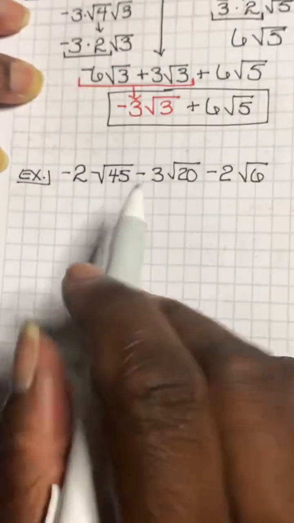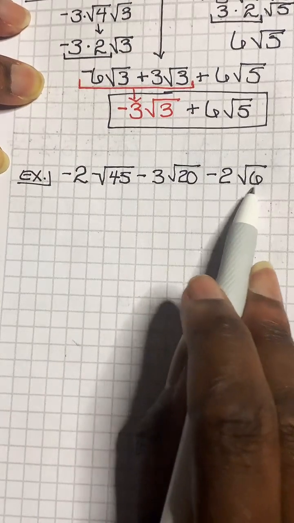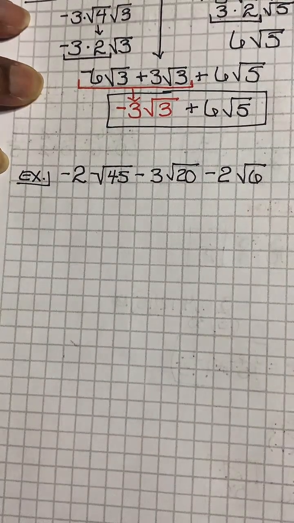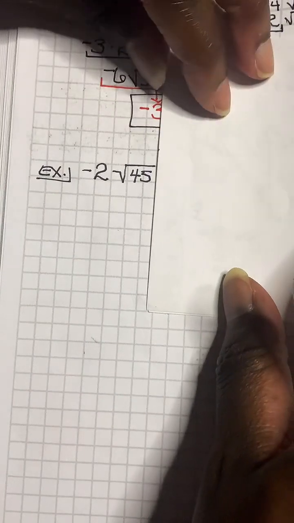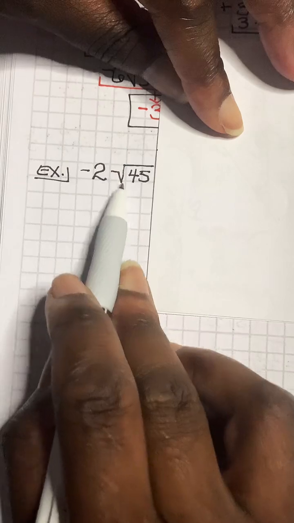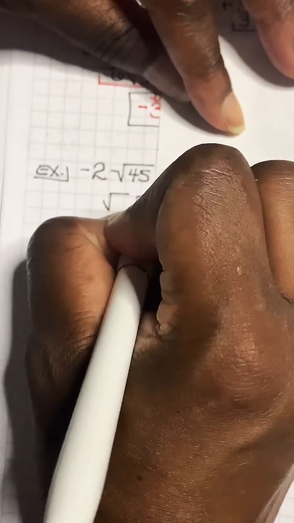So we have to break down these radicals. Right now, this square root of 6 is telling me something. Okay? So let's look at it not as a whole thing. Let's take it piece by piece. All right. So we have -2 multiplying the radical of 45. I know 45 can be broken down into two radicals, 9 and a 5.